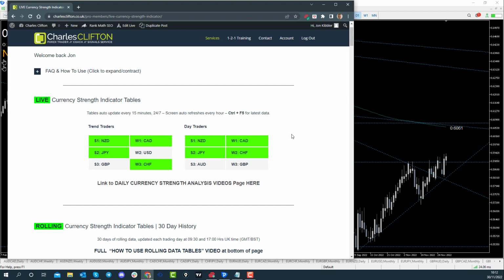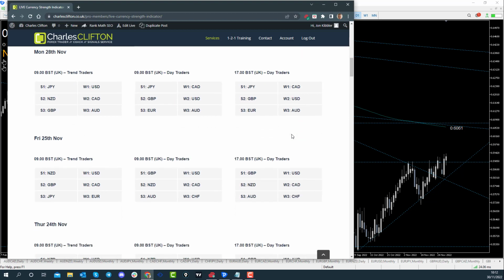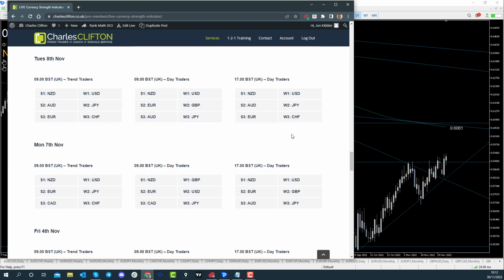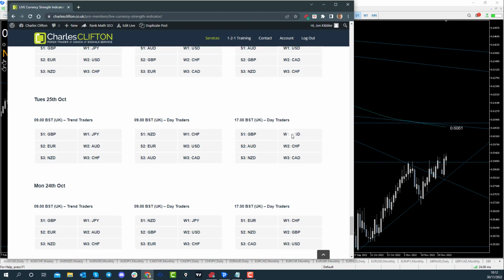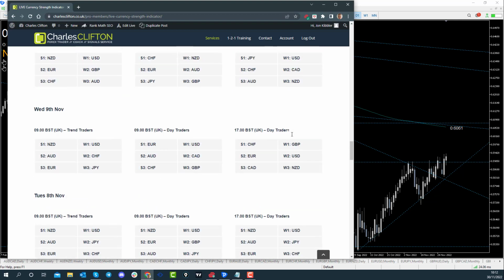You know, if you are a member and you are looking at this and you're thinking, oh, what can I do today? Then, well, why don't you go through the rolling currency strength indicator tables, the 30 days. Have a little look at how price has moved. Go all the way to the bottom. You can see we've got loads of data here that you can go through and study each day to see how price has moved. Do a bit of back testing.